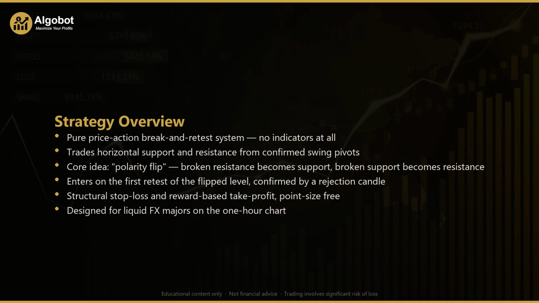The levels themselves come from confirmed swing pivots. A bar qualifies as a swing high or swing low only when its high or low is the strict extreme over a set number of bars on each side. Crucially, the strategy only uses a pivot once it is fully confirmed, with bars already printed to its right. That means these levels never repaint and never shift after the fact.